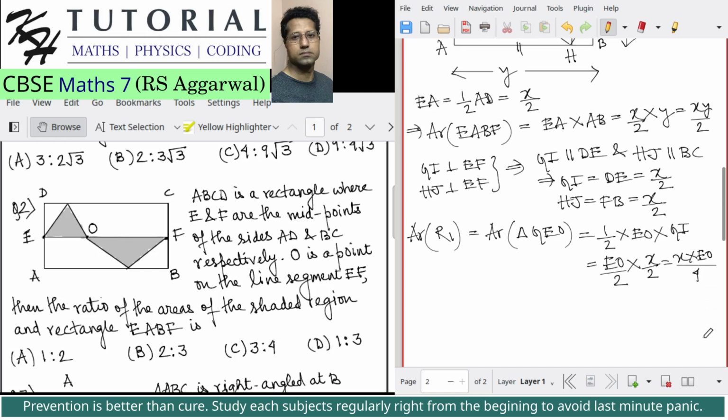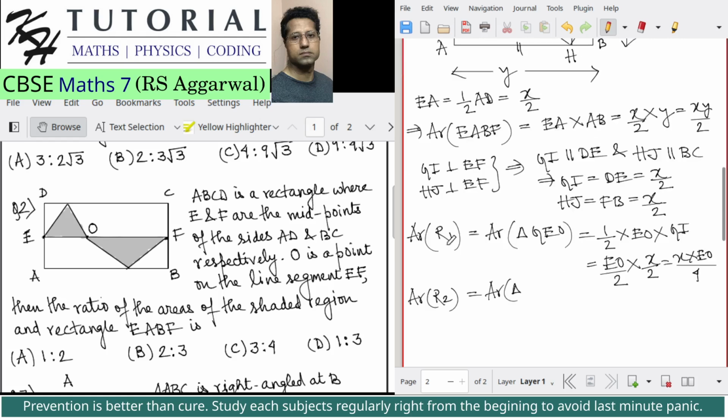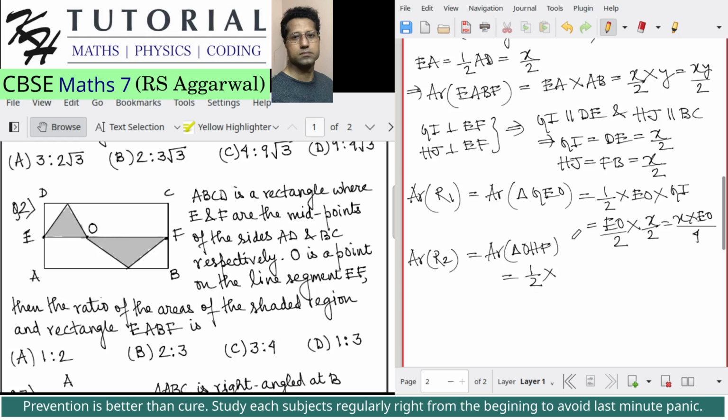Okay. Now let's see what is the area of the region R2, which is nothing but the area of the triangle OHF. This is equal to half the base, which we can consider as OF, and the height as HJ. So half OF multiplied by HJ. OF we don't know its length, but HJ we know is x by 2. So this is x multiplied by OF divided by 4.